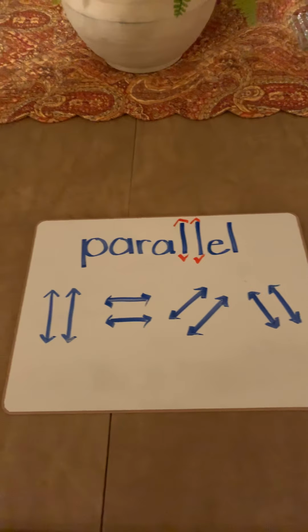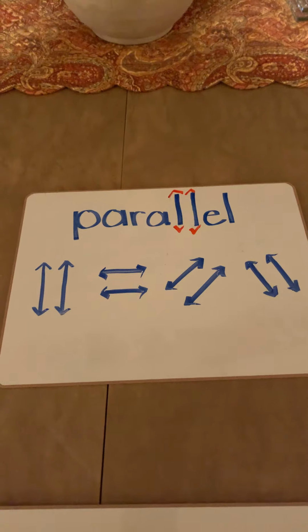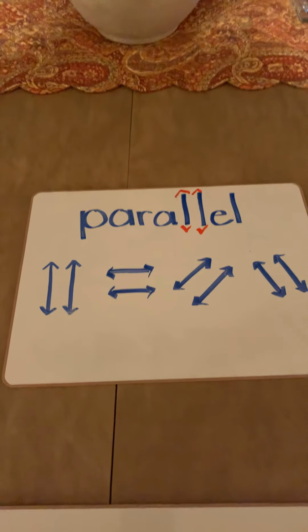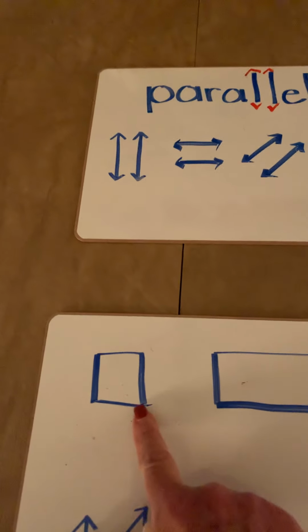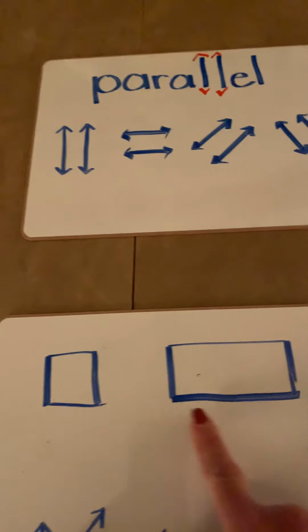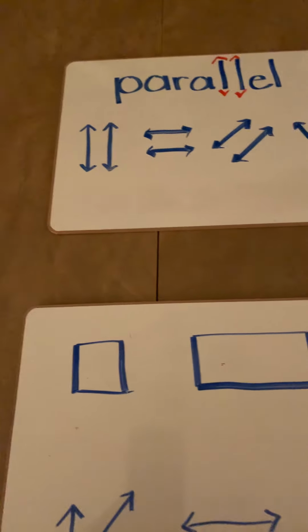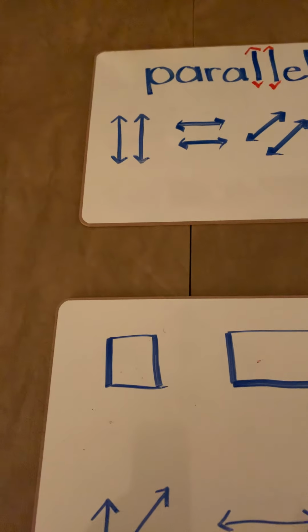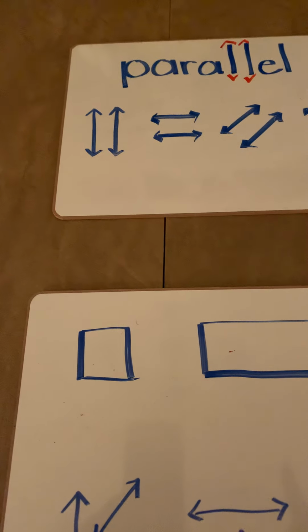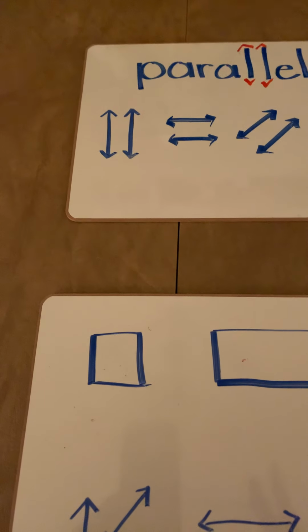So I know you know the concept of parallel, but I'd also like to review how to find parallel line segments in our shapes. So right here, I've got 2 shapes. We all know that this one's a square, and this one's a rectangle. And if I asked you guys to find 2 line segments in my square that would be parallel, let's review what that means. Lines that are equal distance apart and will never touch.